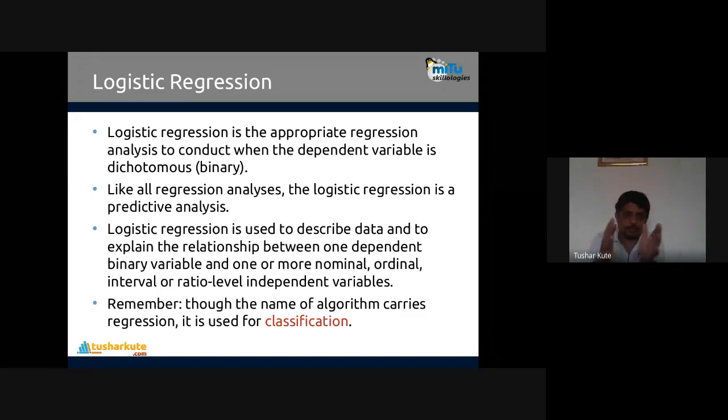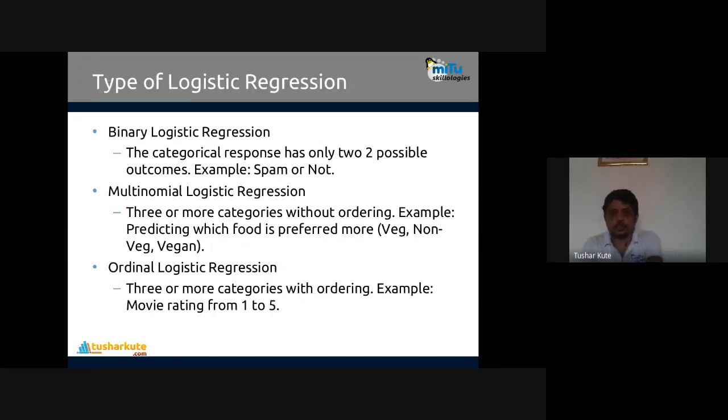The dependent variable is the output, like 0 and 1 only. And the input, when you are given a data set, can be nominal, ordinal, interval, or ratio variables. That is what logistic regression will do. Remember, though the name of the algorithm carries the word regression, it is used for classification. There are many methods of linear modeling in logistic regression, like binary, multinomial, and ordinal. Binary is 2, multinomial is multiple, ordinal means sequence.